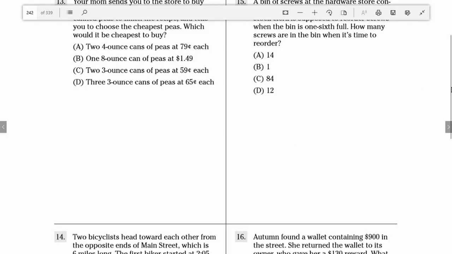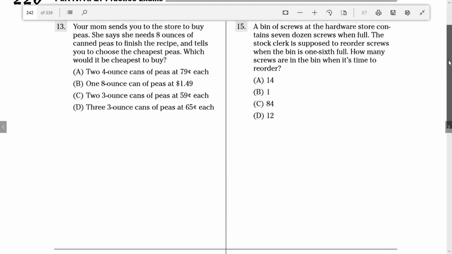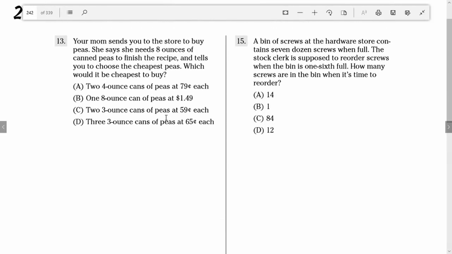I hope some of these problems get a little bit easier. Right now they're a little tedious. Number 13. Your mom sends you to the store to buy peas. She said she needs 8 ounces of canned peas to finish her recipe, and tells you to choose the cheapest peas. Which would be the cheapest to buy?